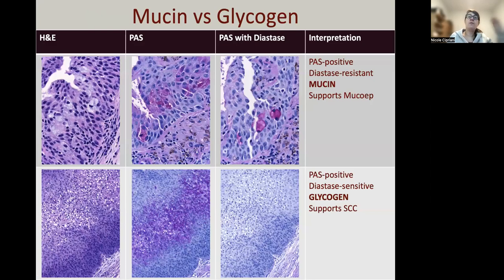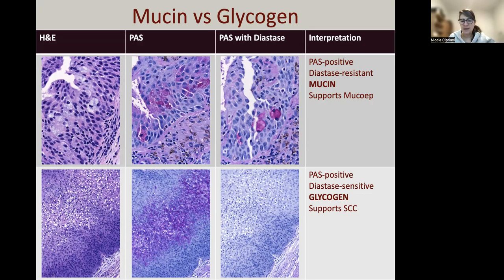We can confirm the presence of mucin by PAS stain. So PAS stands for periodic acid Schiff. Don't worry about it. But if you see PAS, that's often what we're doing. So PAS itself can stain things like glycogen, which we see in squamous cell carcinomas, for example.